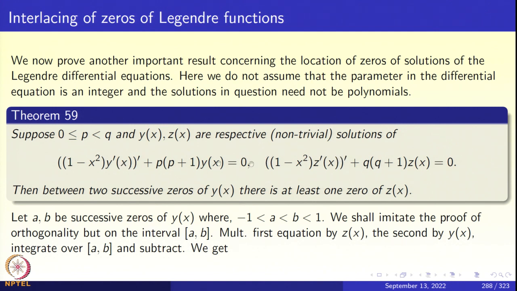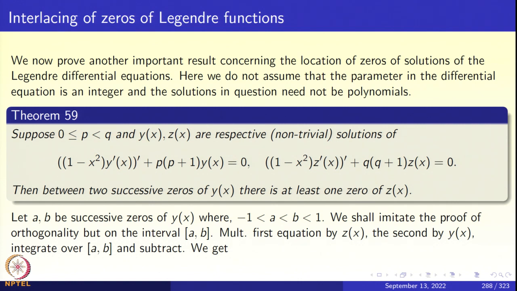In both these cases, you are going to get the term minus integral from a to b, (1 minus x squared) y'(x) z'(x) dx. And when I subtract the two results, this term will cancel out. That's one thing that's going to happen.